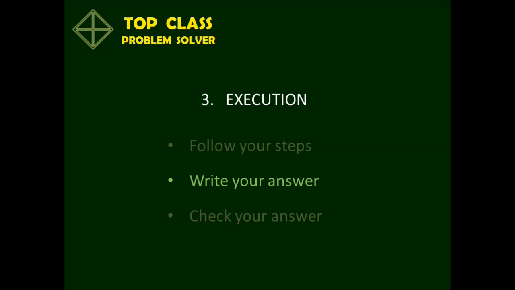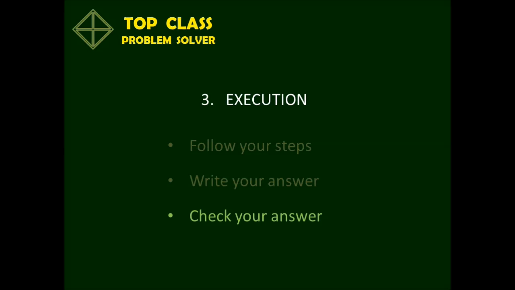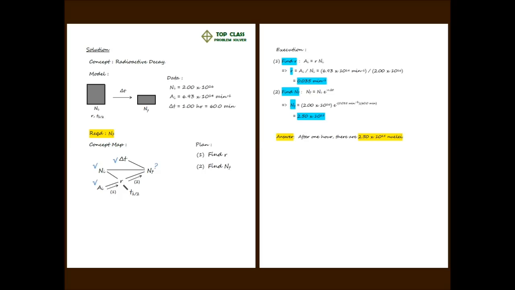The second step of the execution is simply to write down and highlight your final answer. We write that after 1 hour, there are 2.50 × 10^15 nuclei. The third step of the execution is to check your answer. When you check your answer, make sure that you state clearly what is required, that you give the appropriate unit, and that the magnitude of your answer is reasonable. We were asked for the number of nuclei, which we have presented as a number.